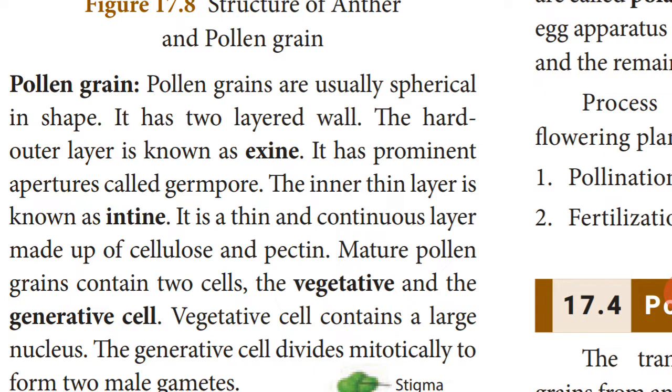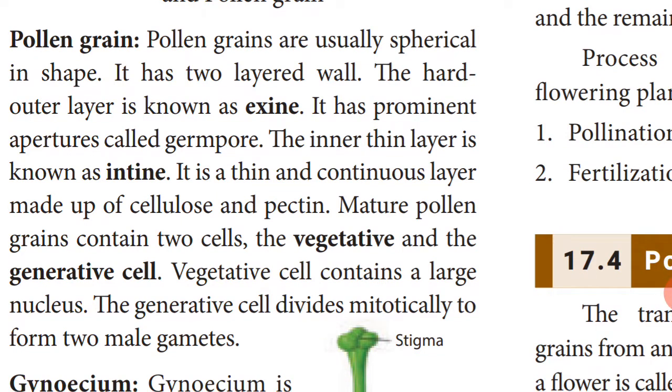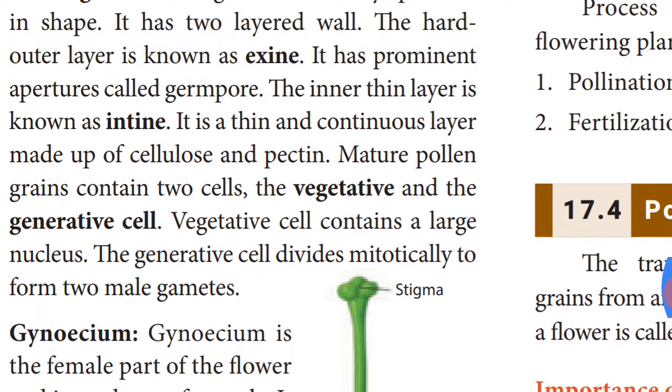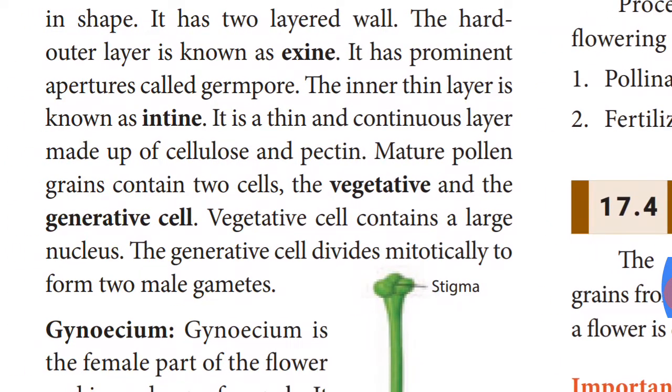The intine is a thin and continuous layer. Here there are no pores, but in the exine, the pores are there. The pores are called germ pores. But in the intine there is no pore. So it is a thin and continuous layer, and it is made up of cellulose and pectin.